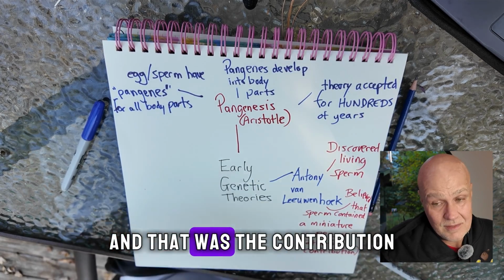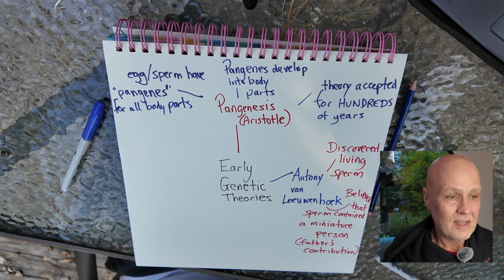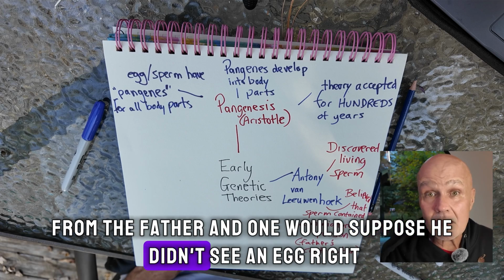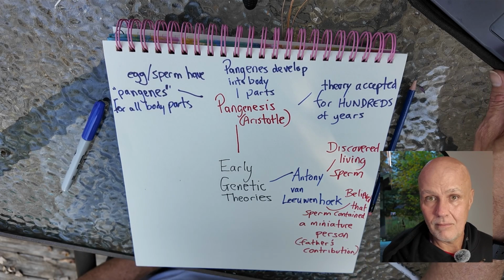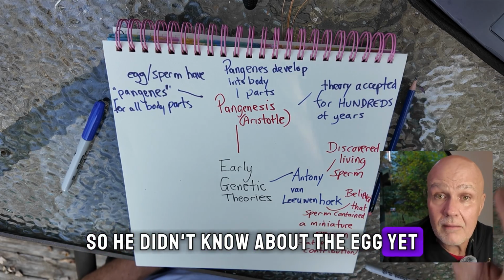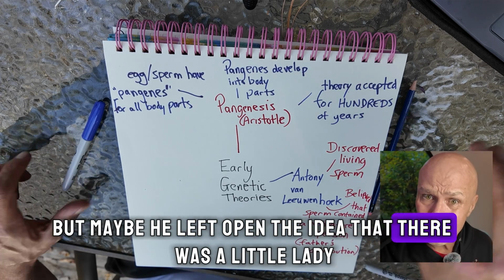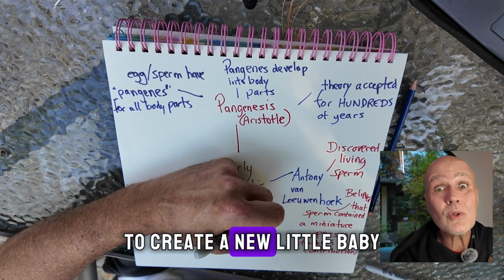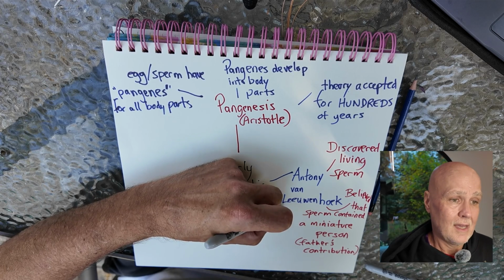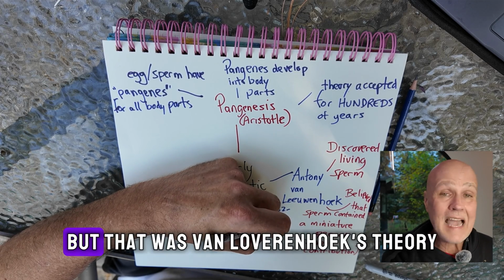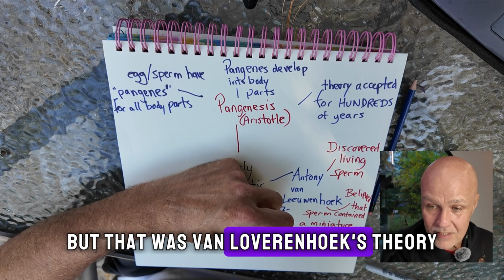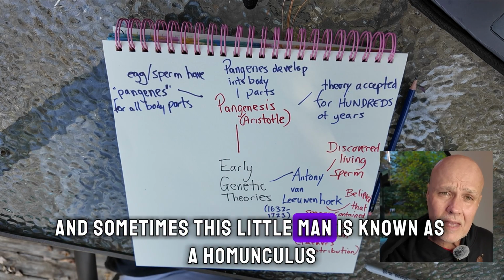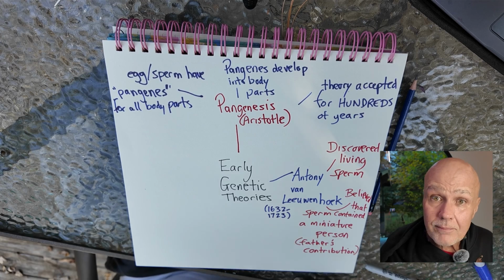And that was the contribution from the father. And one would suppose he didn't see an egg, right? So he didn't know about the egg yet, but maybe he left open the idea that there was a little lady waiting to meet the little man to create a new little baby. But that was Van Leeuwenhoek's theory. And sometimes this little man is known as a homunculus.